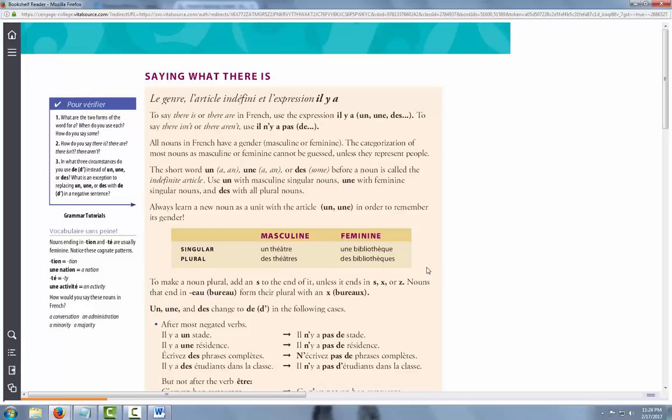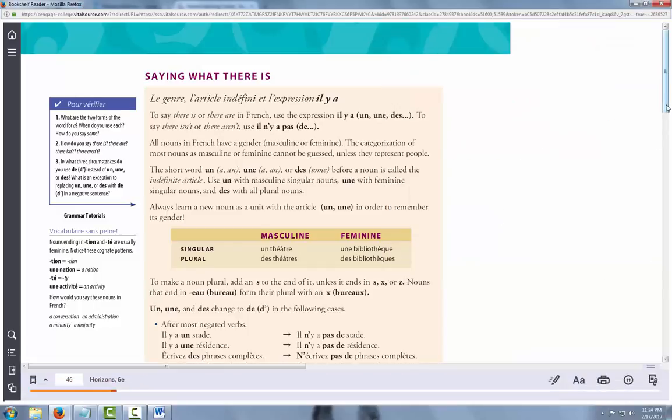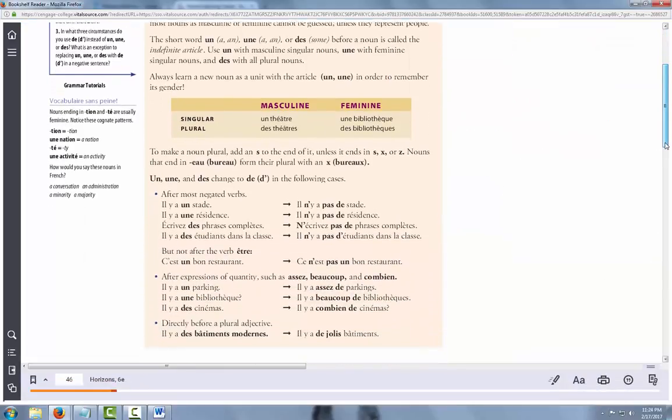Let's pretend there are no libraries in Las Vegas. I have no idea, I've never been to Las Vegas, but then you would be saying il n'y a pas de bibliothèque à Las Vegas. Just like we say il n'y a pas d'étudiants, it would be il n'y a pas de bibliothèque. And since bibliothèque starts with a B, which is a consonant, you make sure you keep your de in here. You don't put the apostrophe. Okay? Let's keep scrolling down to see what else we have here for you.